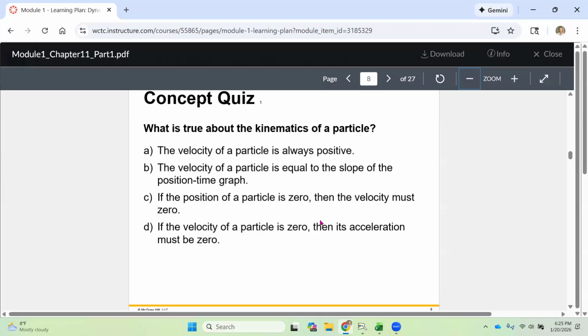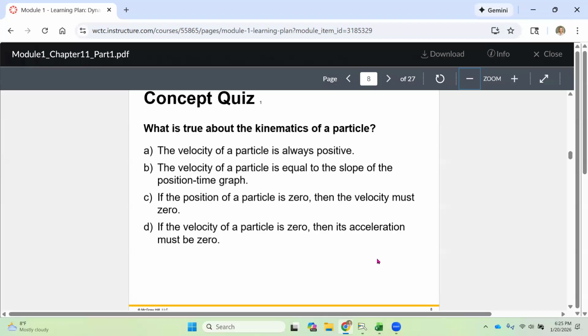And then the last statement says, if the velocity of a particle is 0, then its acceleration must be 0. When can we have something where the velocity is 0, but it could still be accelerating? Anybody have any examples where that could be true? You're slowing down your car. Or you're just starting your car? Yep.